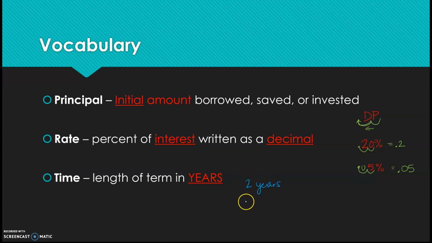But what if they say 6 months, right? 6 months is half of a year. So that would be 0.5. Or sometimes they say 18 months. Well, there's 12 months in a year, plus 6 gets you 18 months. So 1.5 years. Okay, so you need to be able to think about parts of a year.